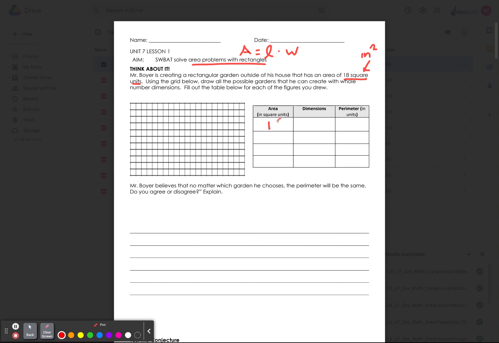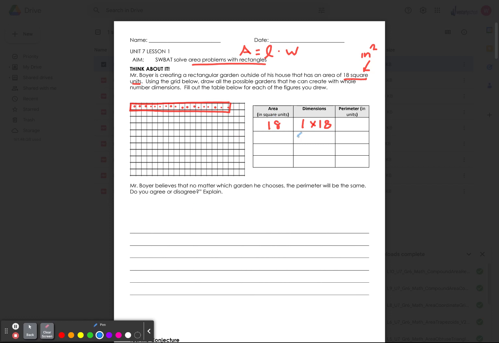So if we want the area to be 18, well, the easiest dimension there would be 1 by 18, because 1 times 18 gives us 18. So 1, 2, 3, 4, 5, 6, 7, 8, 9, 10, 11, 12, 13, 14, 15, 16, 17, 18. So we would look at this, and this would give us a 1 by 18. That's one possible shape for Mr. Boyer's rectangular garden. Is that the only one?